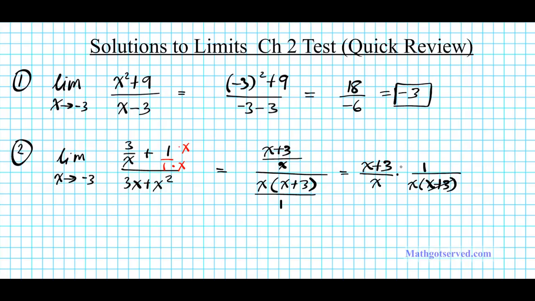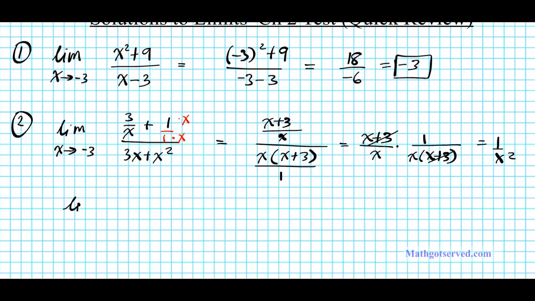The x plus 3's cancel out. You end up with 1 over x squared. So we can just take the limit of that. We take the limit as x approaches -3 of 1 over x squared, and then you have 1 over -3 squared, and that's simply 1 over 9. All right, so there goes the answer.